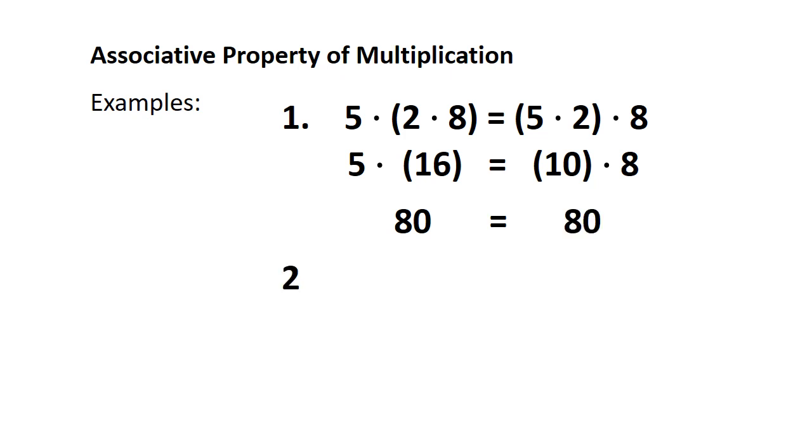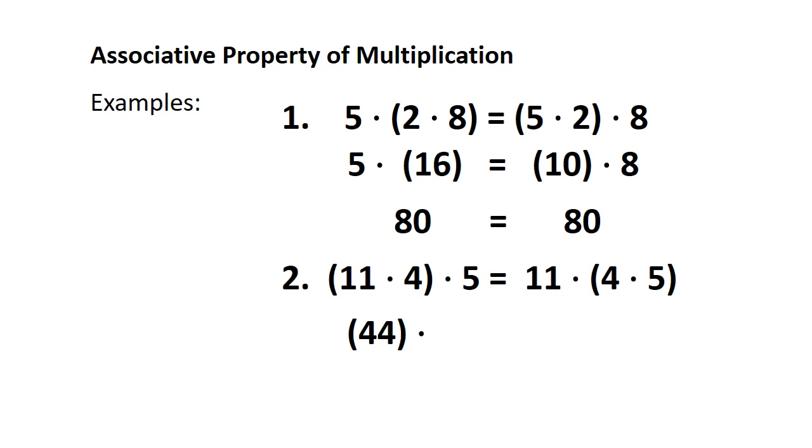Number 2. The product of 11 and 4 times 5 is equal to 11 times the product of 4 and 5. 44 times 5 is equal to 11 times 20. 44 times 5 is 220. 11 times 20 equals 220.